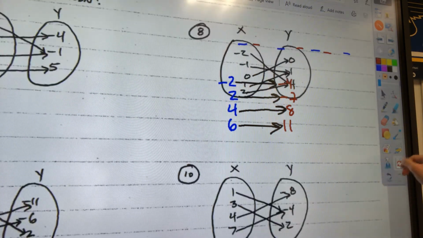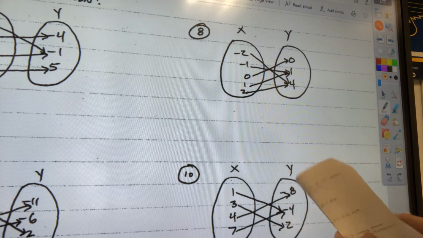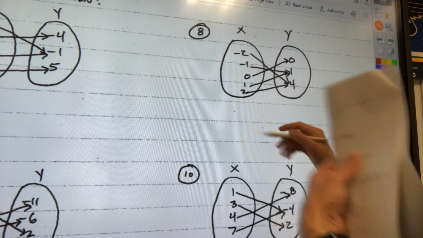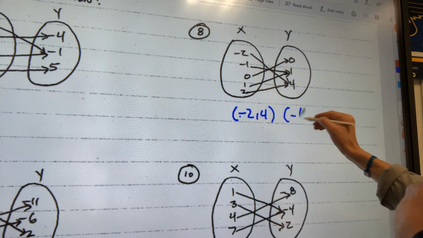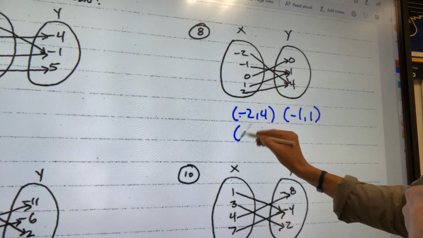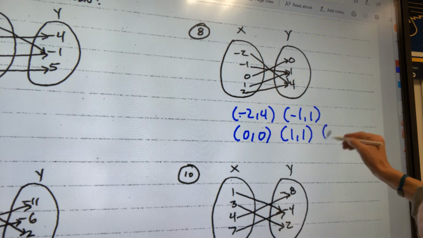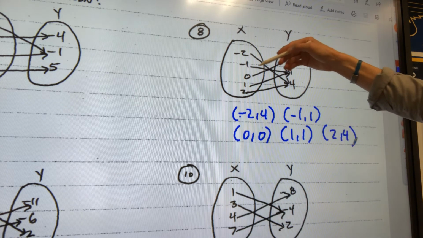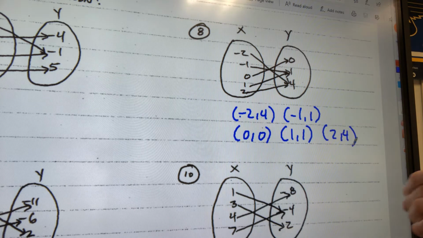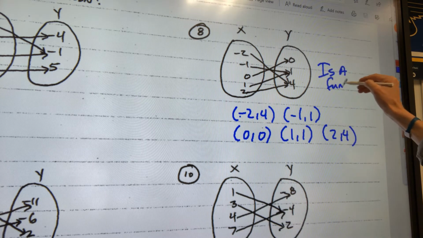Let's look at number 8. All right, number 8. So first off, write the ordered pairs. That is -2 being mapped with 4, -1 being mapped with 1, 0 being mapped with 0, 1 being mapped with 1, and 2 being mapped to 4. Only 1 arrow is coming from each x value. There's no cheating boy there. It is a function. It's not 1-to-1, but it is a function.